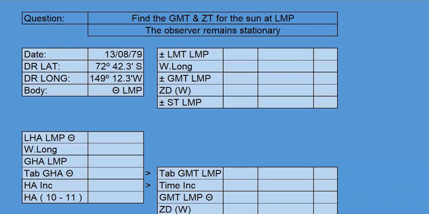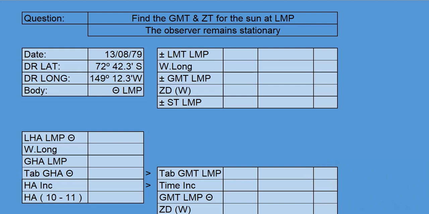The only real difference here is that the LHA for the body, instead of being 360 or 0, which is the case at upper meridian passage, in this case with the body being on the meridian that is actually 180 degrees apart from the observer's meridian, so the opposite meridian, this LHA will become 180 degrees, and that will always be the case when we're dealing with lower meridian passage. It will always be 180 degree LHA.